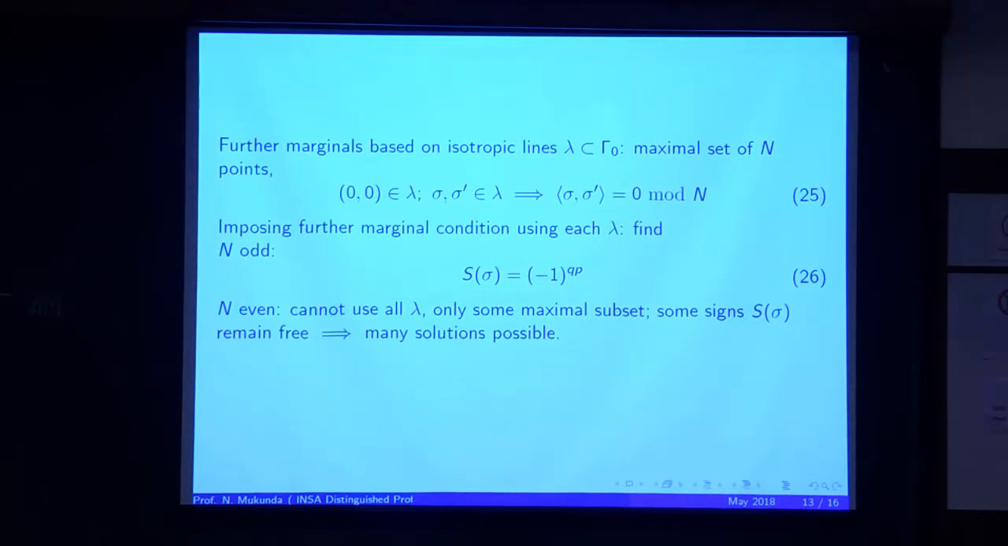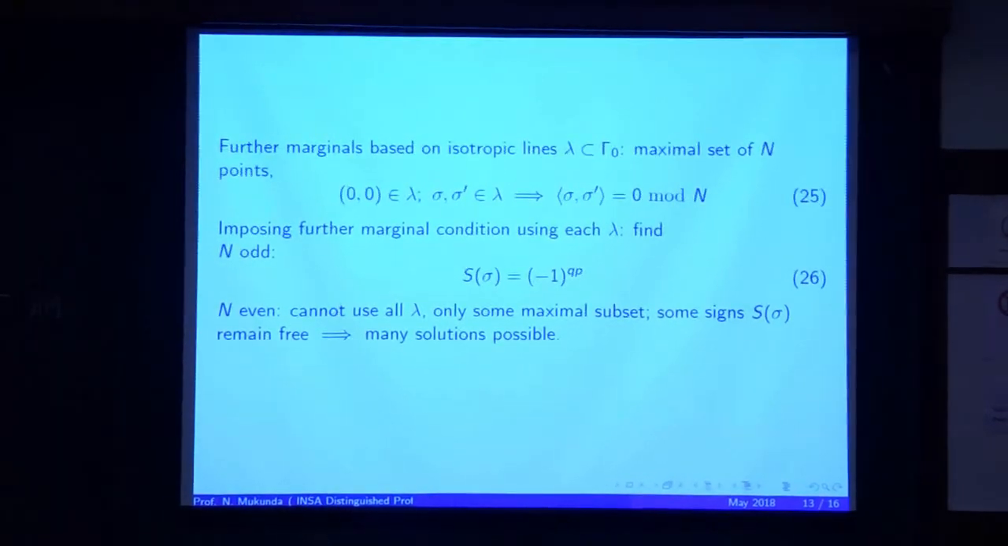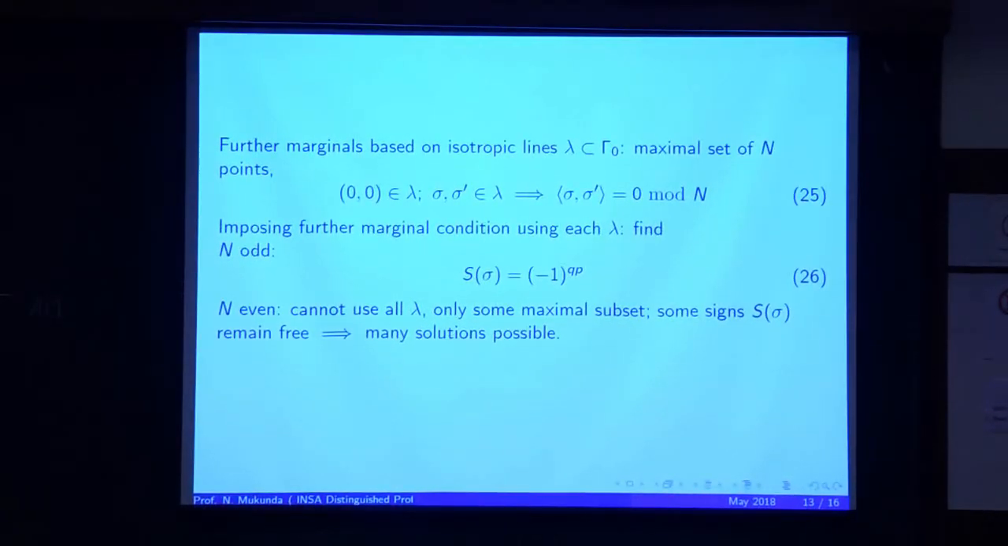In the case of even dimensions, the situation is very different. The set of all isotropic lines can be described and written down. It is a little bit intricate. But from our point of view, if you were to impose marginal conditions for all isotropic lines, in the even case there are inconsistencies. So you cannot use such an approach.